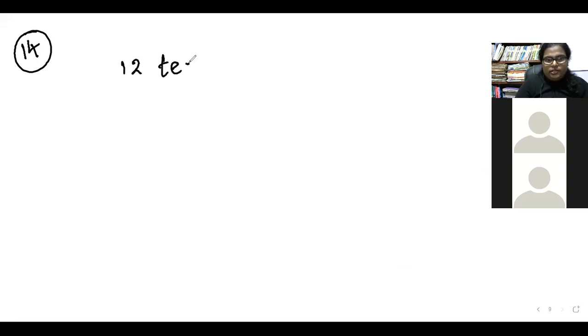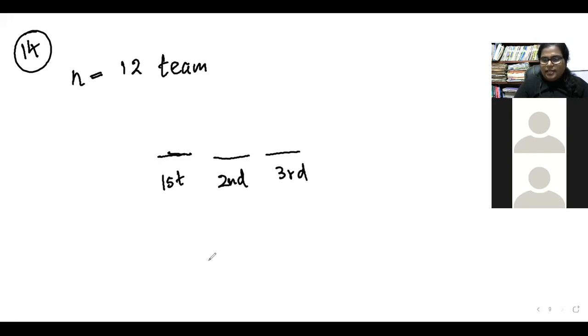We have 12 teams for this one. That means our N is 12, right? So they are asking how many arrangements can be made for first place, second place, and third place. That means you have R selections for here as well. In the question it is not given whether repetitions are allowed or not, but you must think like that. The first place cannot be taken by two or more teams.